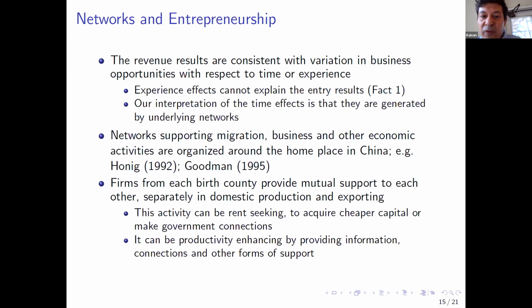Now, the story here would be that firms from each birth county provide mutual support to each other separately in domestic production and exporting. This could be, for example, productive support, such as connections, information, etc., or it could just be rent seeking. They help each other get connections to government officials, etc. And we're agnostic about this. The point is that there is a way of thinking about this in the context of pre-existing networks. But what we would need then is to explain also why it is the case that the networks seem to be functioning better for firms from these higher population density counties.